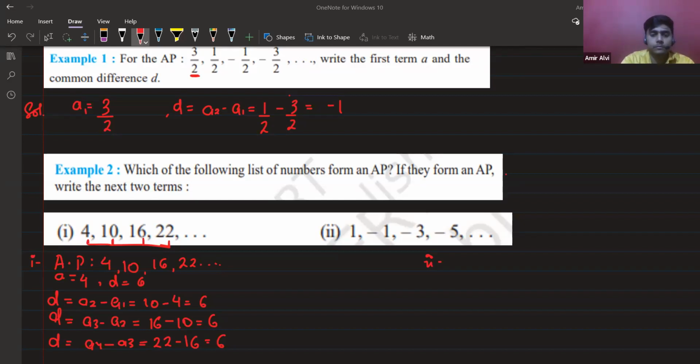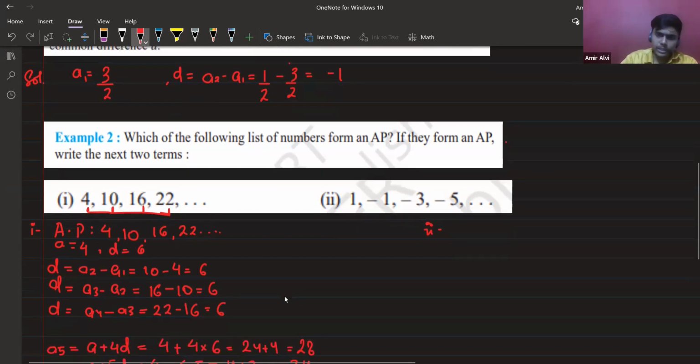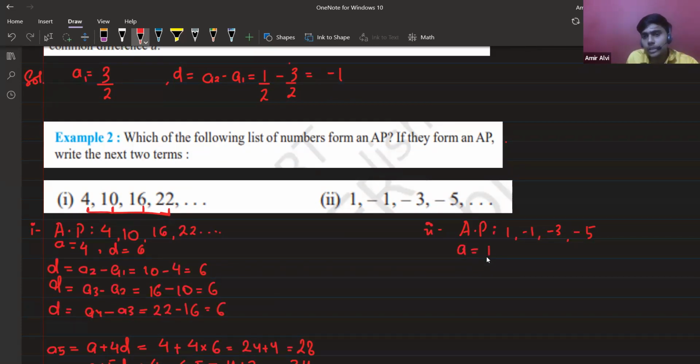Okay, just a second. So okay, let's find out whether it's an AP or not. According to Karishma, it's not. So we have got two different answers basically. 1, -1, -3, and -5 is there. So A of this basically AP is 1. Yes or no? This is the first term.